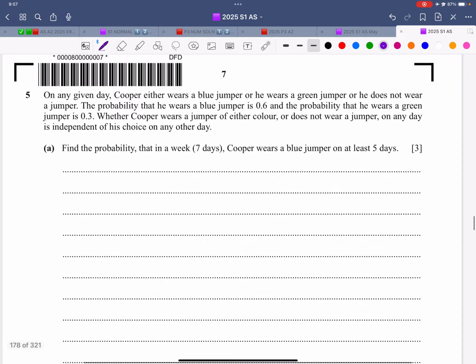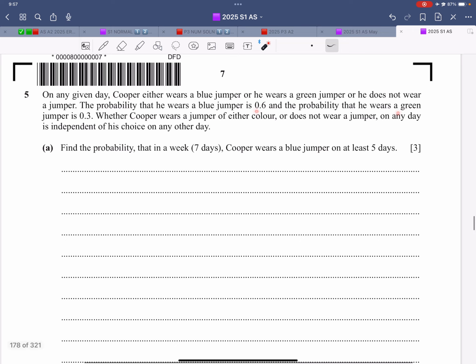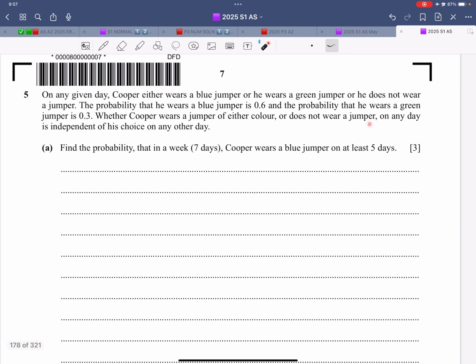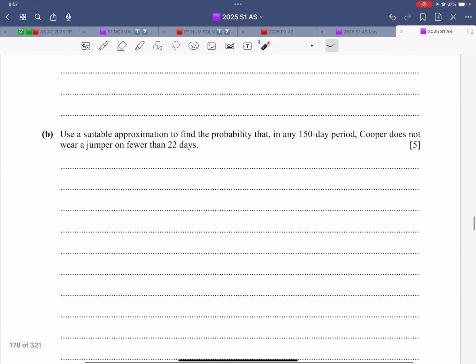So now let's focus on this one. On any given day, Cooper wears a blue jumper, a green jumper, or does not wear a jumper at all. Blue jumper 0.6, green jumper 0.3, and does not wear, that has to be 0.1. Find the probability that in a week, 7 days, so that people don't confuse it with a holiday or something, Cooper wears a blue jumper at least 5 days. Use a suitable approximation. Find the probability that in any 150-day period, Cooper does not wear a jumper on fewer than 22 days.